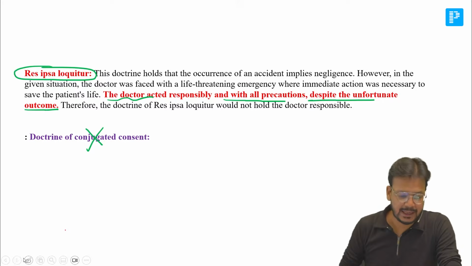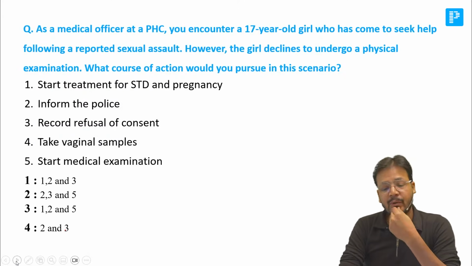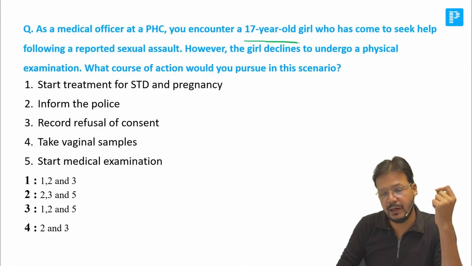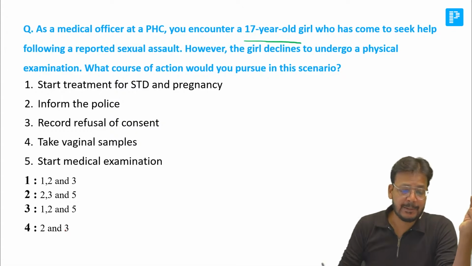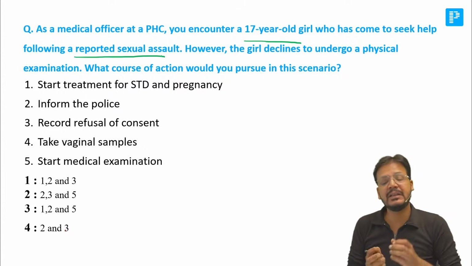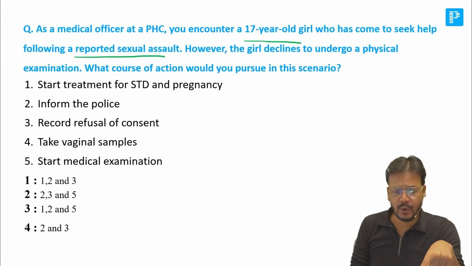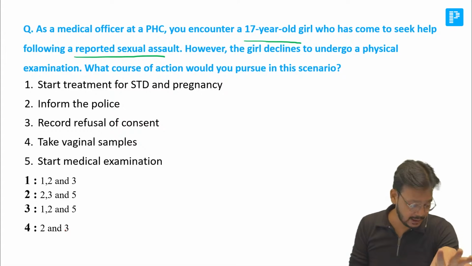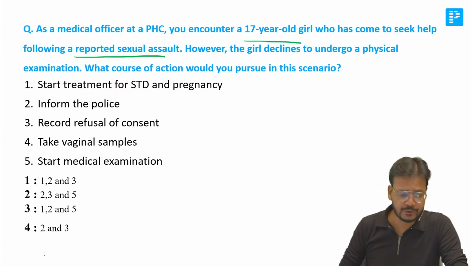Now, sir, as a medical officer at PSC, you encounter a 17-year-old girl who has come to seek help for a reported sexual assault. However, the girl declined to undergo physical examination. What course of action? A 17-year-old girl has a history of sexual assault, but she declined the physical examination. What course of action would you pursue in this scenario?